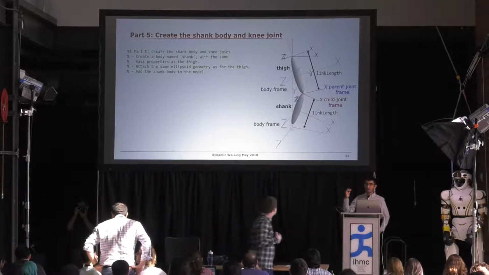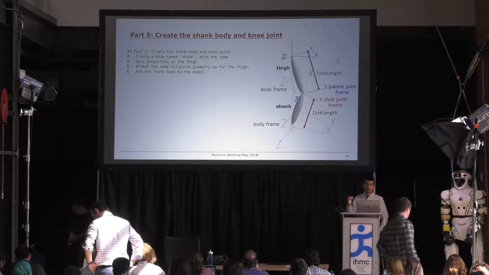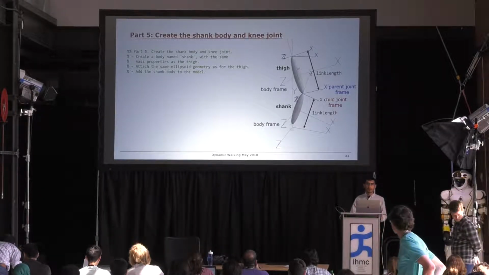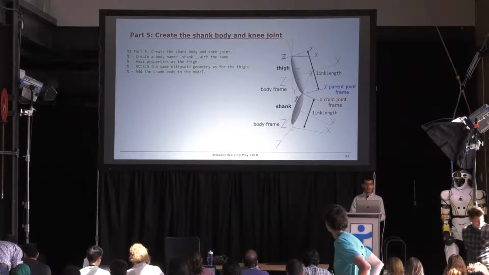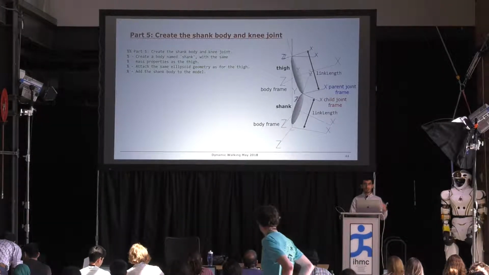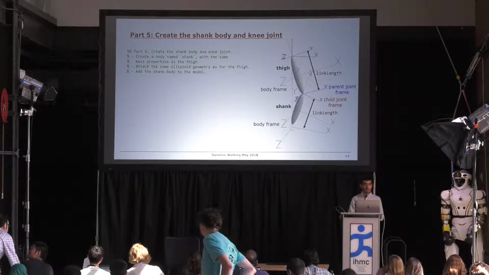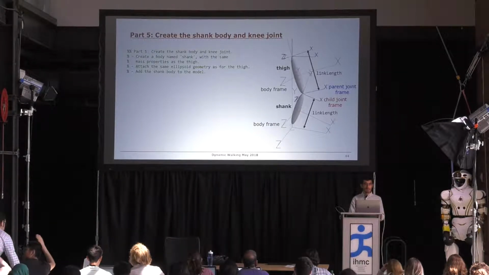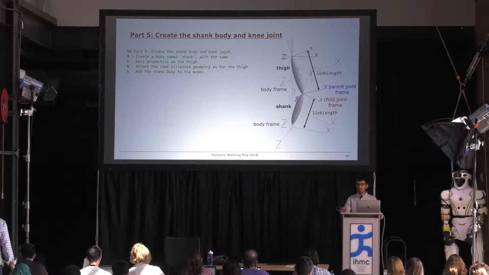This comment here has instructions for the properties that you should give your shank body. You're going to create a shank body with the same mass properties as the thigh. So you have a linked mass variable that you created before. And you're going to use the same ellipsoid geometry again. You're going to repeat that line. And then you'll add the shank body to your model. I'll let you do this on your own. I won't show the code yet.